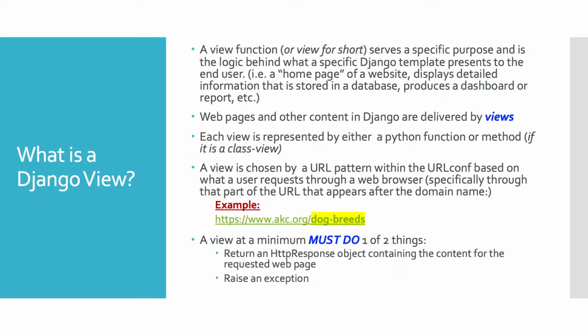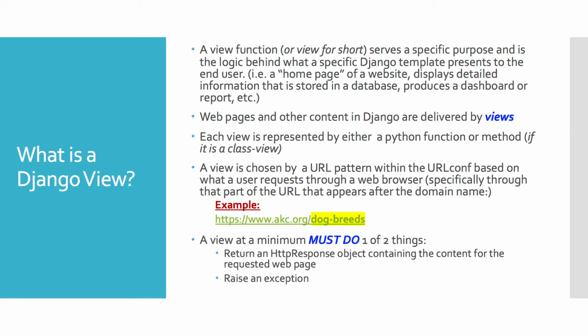A view is chosen by a URL pattern within a URL conf, or configuration, a URL configuration based on what a user requests through a web browser. So it's the URL conf, or better known as the urls.py file, that will call that view, that will wake that view up, if you like. And we have a whole other section on URL conf, so I won't go into them in great detail, only enough to get us to understand the concepts around the views.